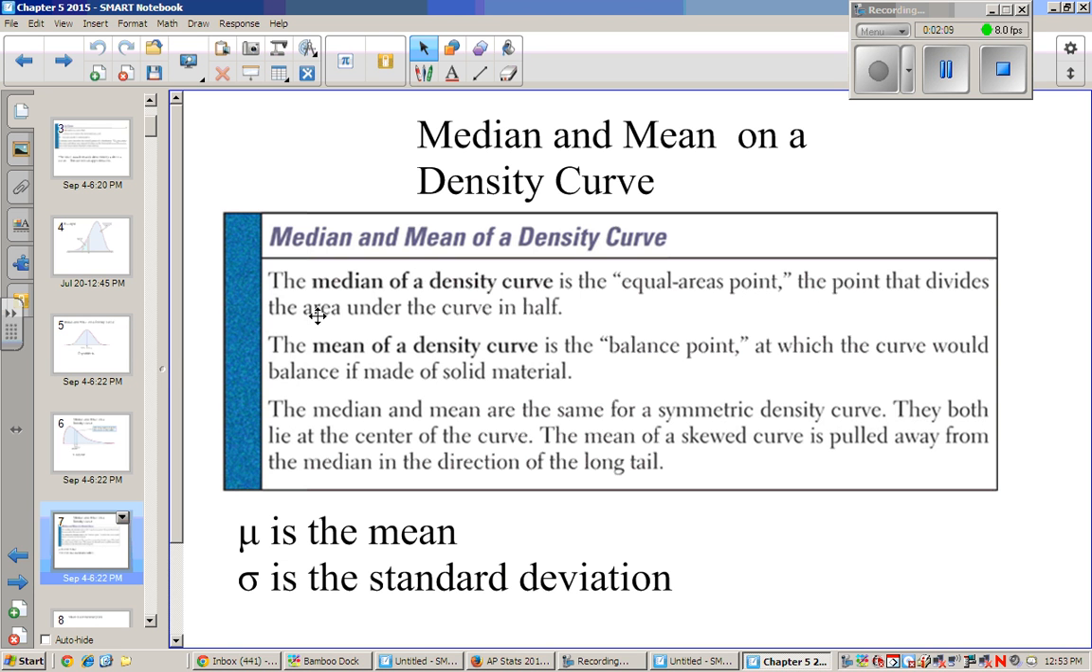The median of a density curve is what we call the equal areas point. It's the point that divides the area of the curve exactly in half. The mean of the density curve is called the balance point. This is where the curve would balance if it was made of solid material.